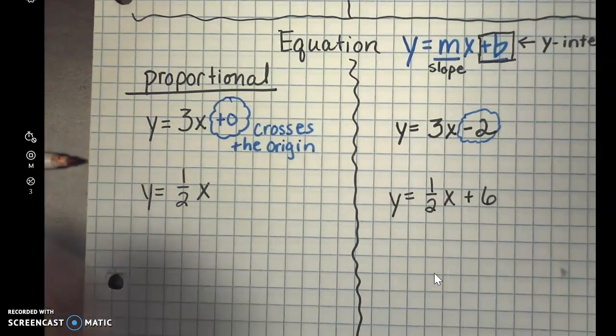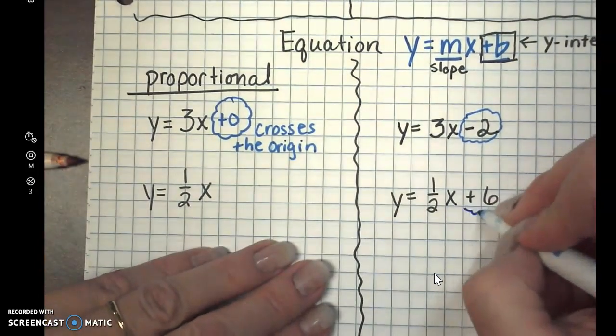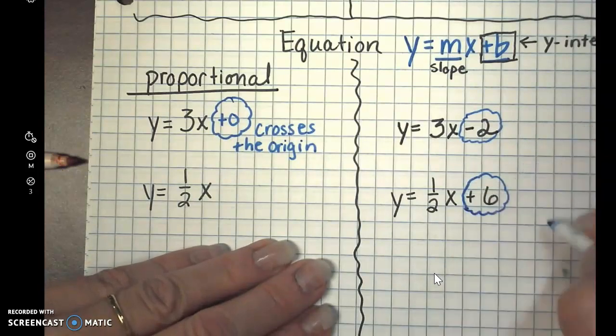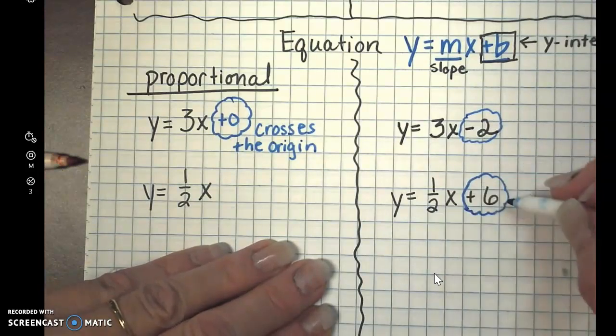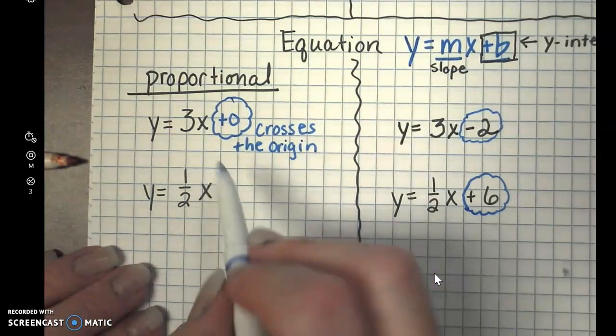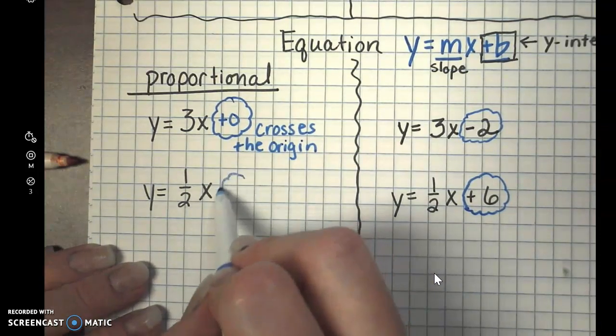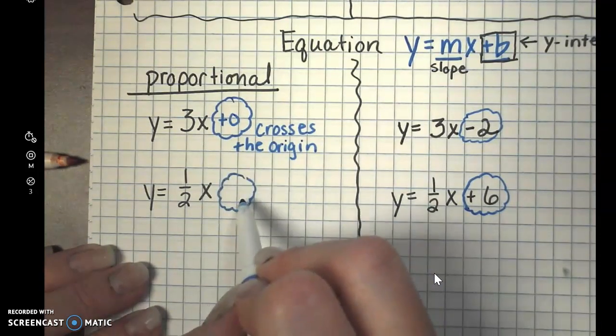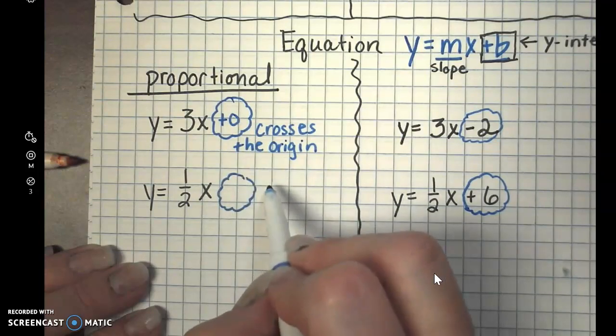So, you're exactly right. This plus 6 is making this equation non-proportional. This one is proportional because there's nothing being added to it. In other words, it crosses at the origin.